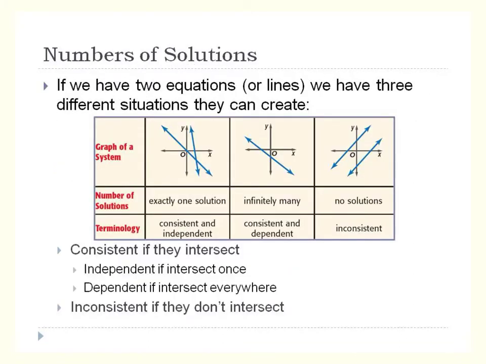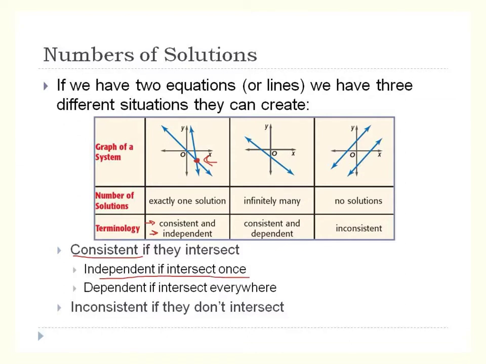So there's three ways that you could have two lines on a graph. Remember, lines are always straight. So the first instance is that they could intersect. Here in the first box, we have two lines that intersect at a point. So there is exactly one solution, and that point right there is that one solution. And we say if there's exactly one solution, that the system is consistent and independent. Consistent means they intersect, and independent means they intersect once.